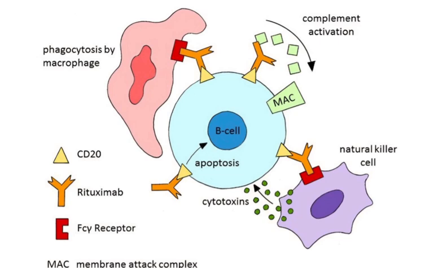So the summary of the image is: CD20, yellow triangles, the specific target protein marker found on B cells. Rituximab, orange Y, the monoclonal antibody drug targeting CD20. Fc gamma receptor, red C shape, is the receptor on immune cells, macrophages and NK cells, that locks onto the antibody. MAC stands for membrane attack complex, which punctures the target cell membrane during the complement activation.